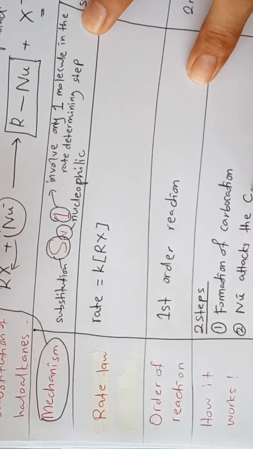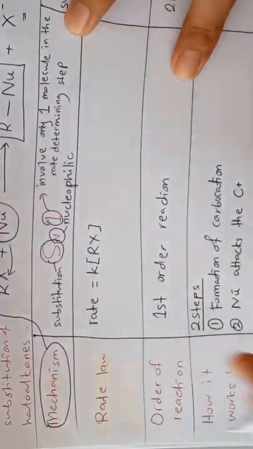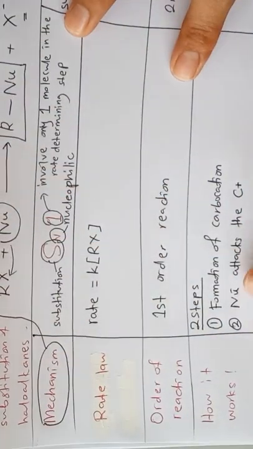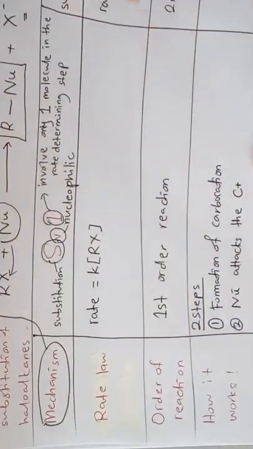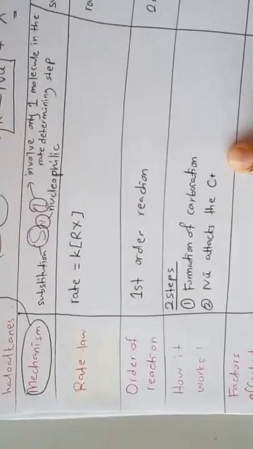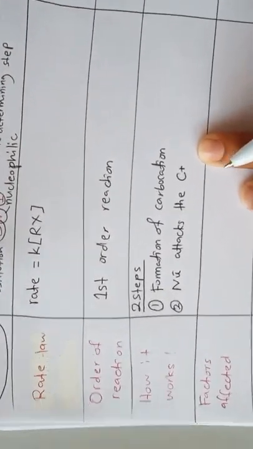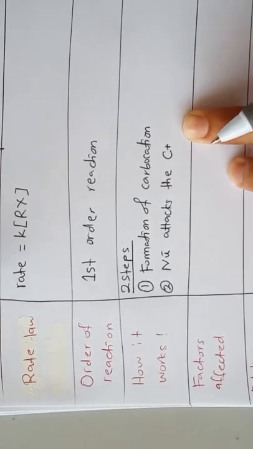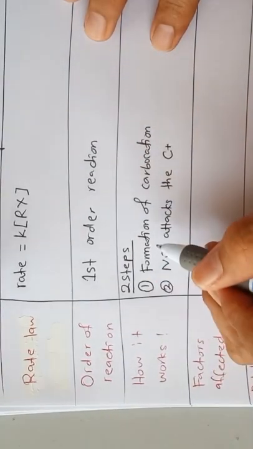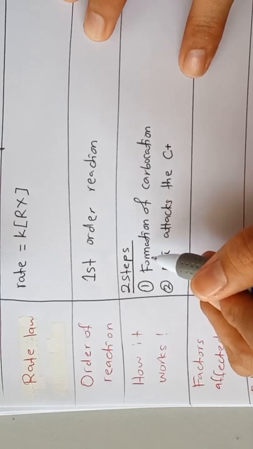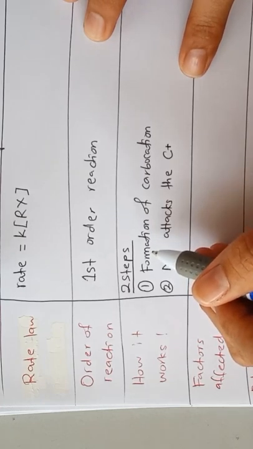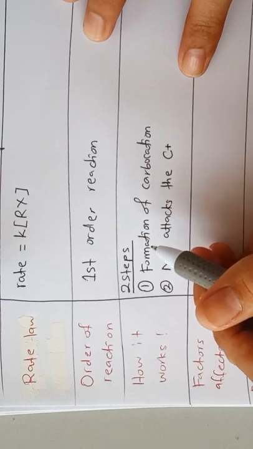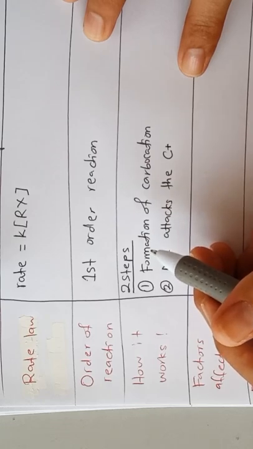the carbocation. C+ there is the carbocation. Second step, the nucleophile attacks the carbocation. So we already know that for the SN1 mechanism, how the mechanism works is the formation of carbocation ion.